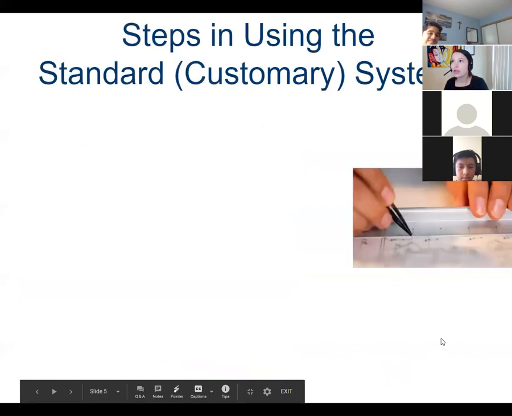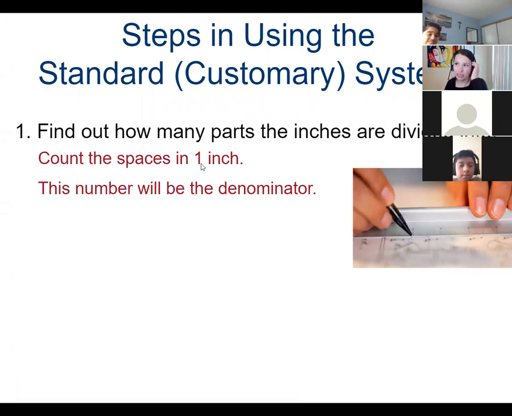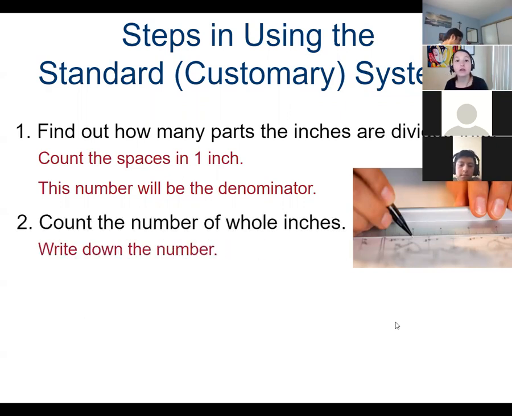All right. So these are the steps that we use to measure with a customary English ruler. You want to make sure you know how many little tiny lines there are. So you count the spaces in 1 inch. Is your denominator going to be out of 16, out of 8, out of 4, out of 2? What is your denominator? You do that by counting the little lines. I'll show you in a second. Then you count your whole inches.